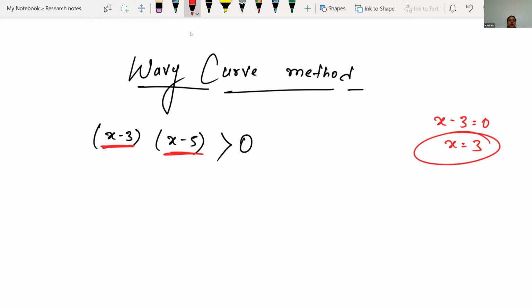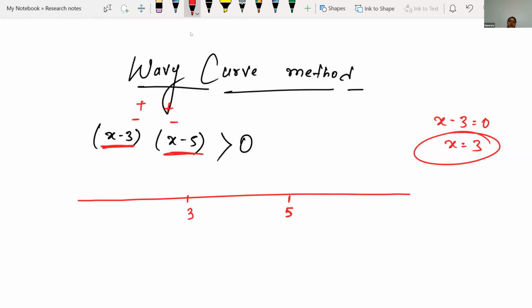Yes, ma'am. Now we will plot a real number line. We will locate our zeros, x equals 3 and x equals 5. We locate them properly because we know 5 lies to the right of 3. Now the multiplication of these two is greater than 0. That means both can be negative or both can be positive, right?